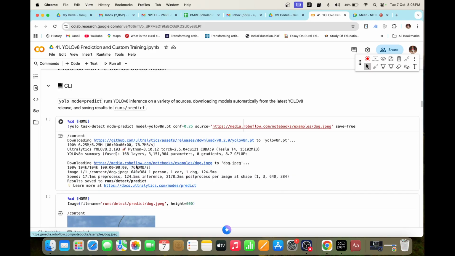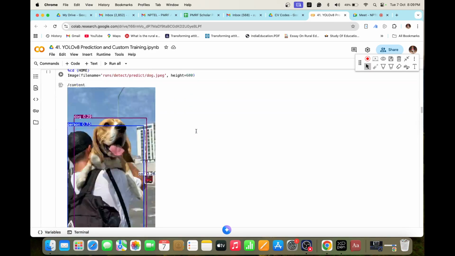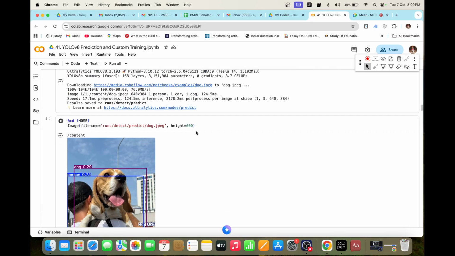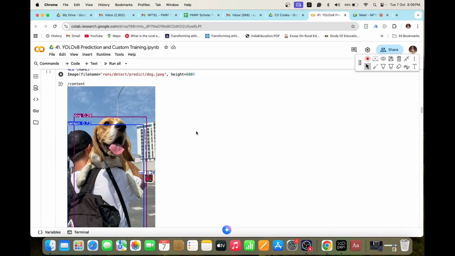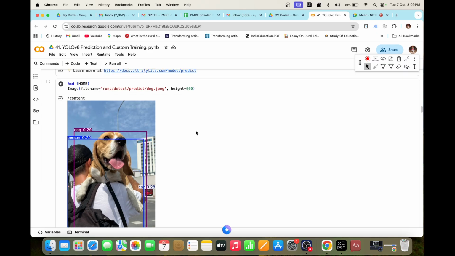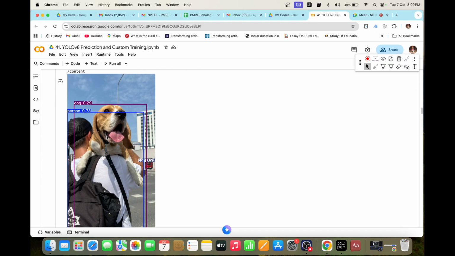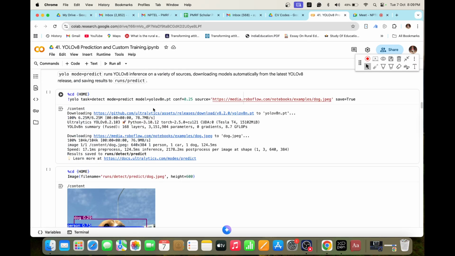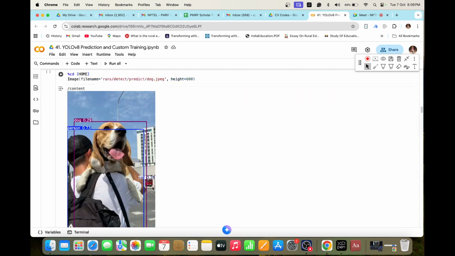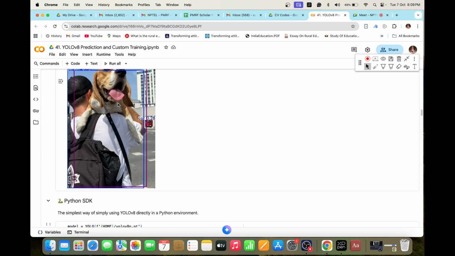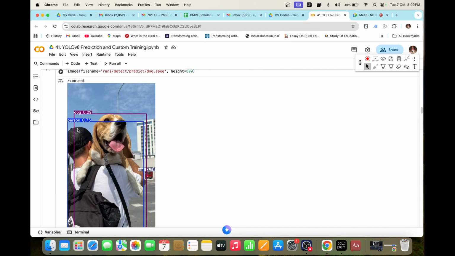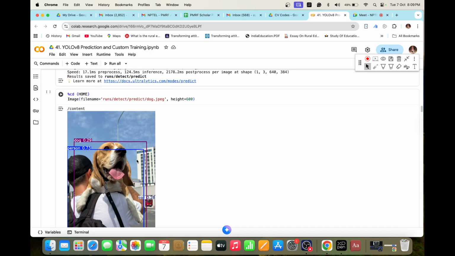Again, we are just taking this pre-trained model, which is available. If the classes that we require are the same as the pre-trained model, then we can directly take the model and do the inference. You can see that is how we have done the inferencing. This is the dog image, and this is the result: the dog has been detected and the person has also been detected. That is without any custom training.